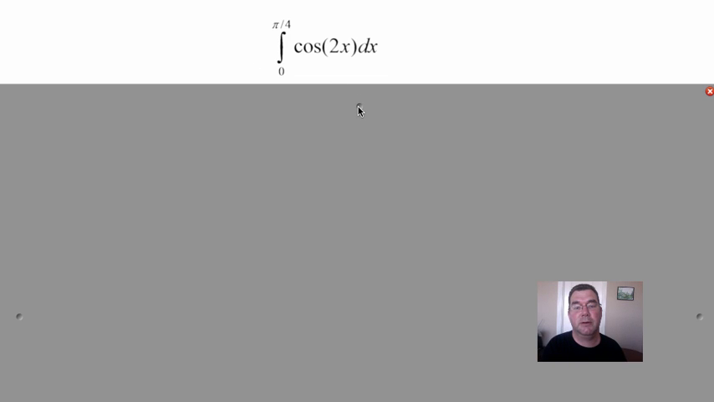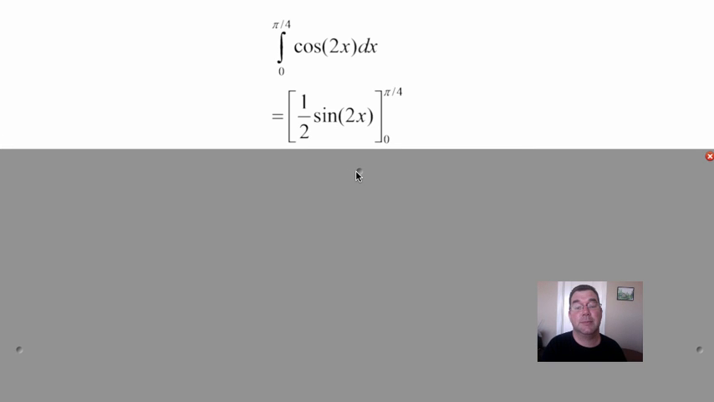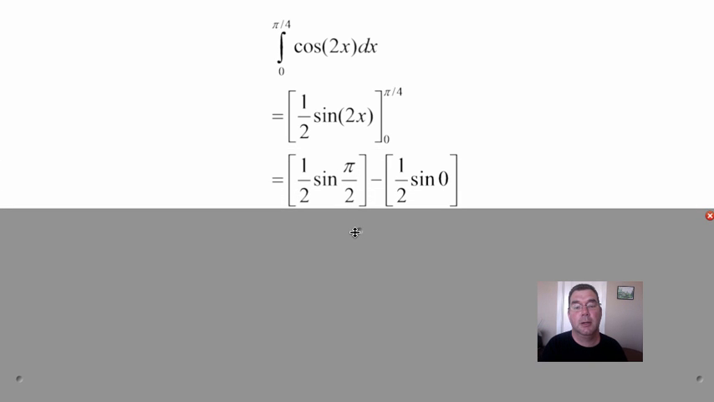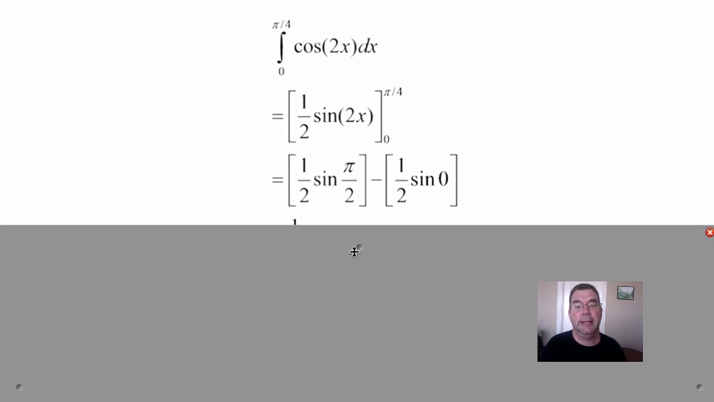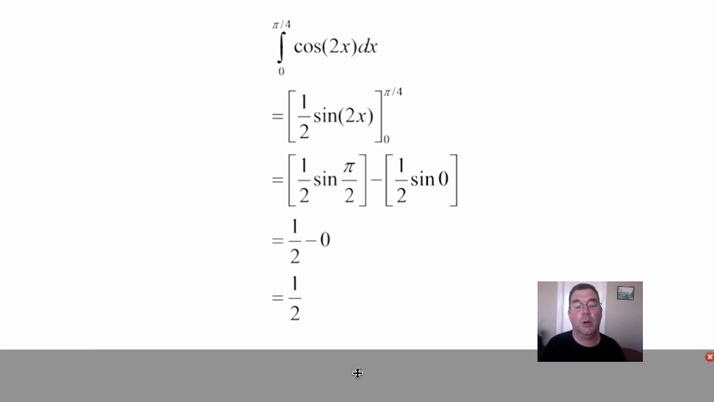The antiderivative of cosine 2x is going to be 1/2 times the sine of 2x, and I have to plug in pi over 4 first, then plug in 0. When I plug in pi over 4, I get 1/2, and when I plug in 0, I get 0. When I subtract those, I get 1/2. So it's a fairly simple concept. We're just doing one extra thing.